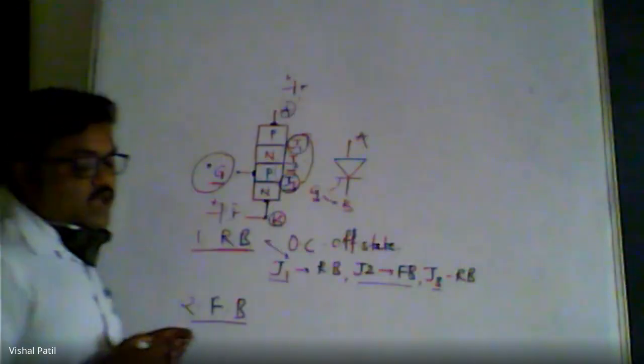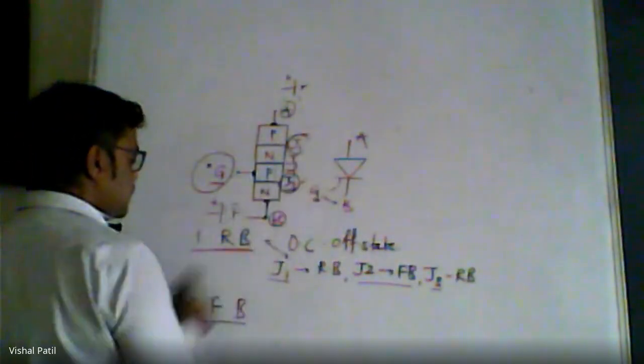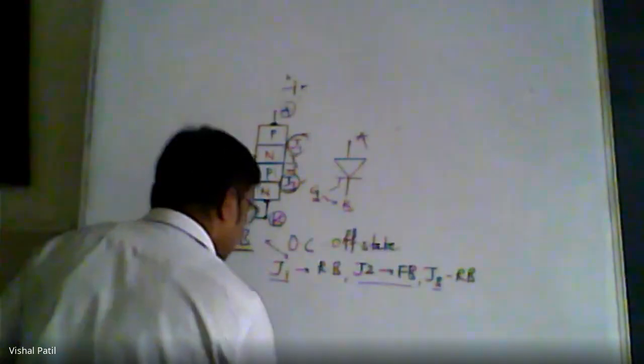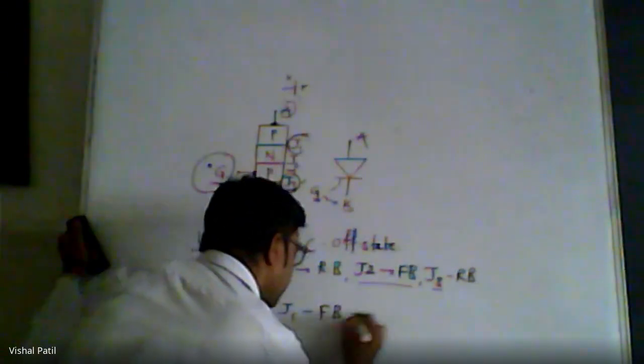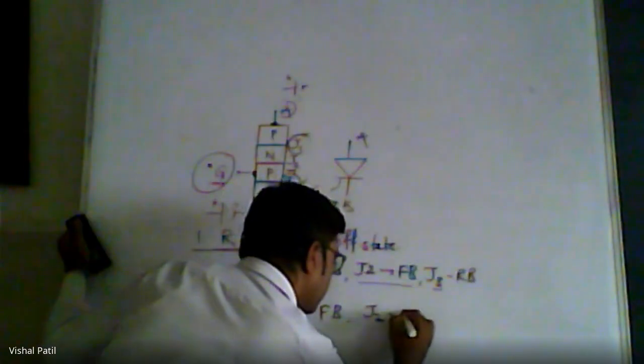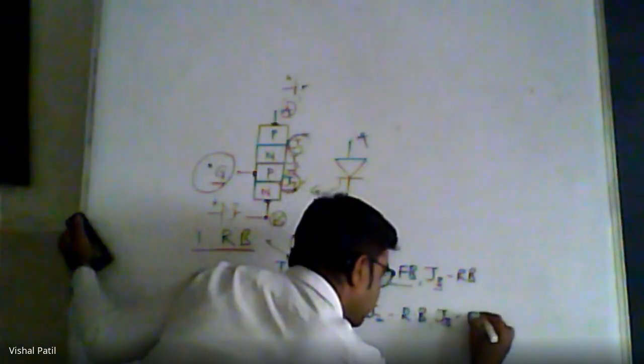Now, what happens with the junctions? With this, junction J1 is in forward bias, junction J2 is in reverse bias, and junction J3 again is in forward bias.